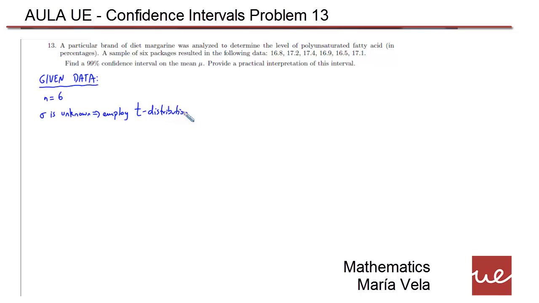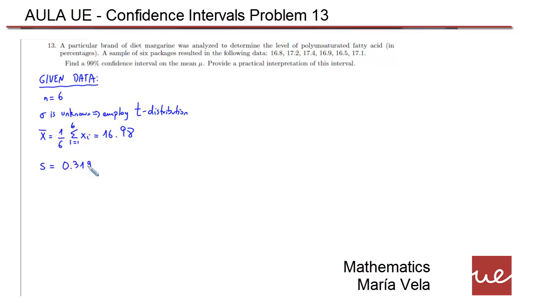First of all, we need to compute the sample mean. So we put 1/6 and we add the values. In this case, we get a sample mean equal to 16.98, and we also need to compute the sample standard deviation by employing the formula, and it's equal to 0.319.